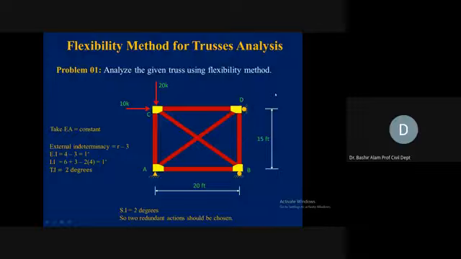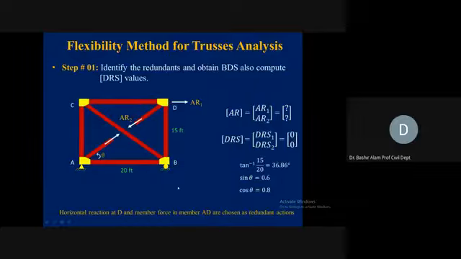For support reactions, you can remove this horizontal reaction at D, or you can remove this vertical reaction at B. Also, your structure should be stable. Now here, as it was externally 1 degree, we designate the redundant action at D, to the right, as R1. And the tensile force in member AD, we declare as our second redundant action, R2. These are our redundant actions now.